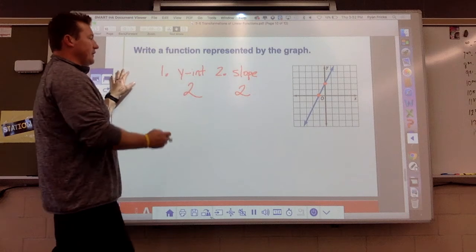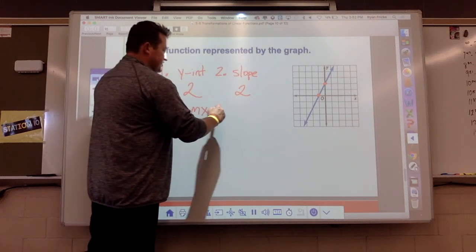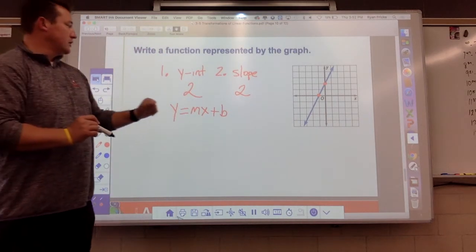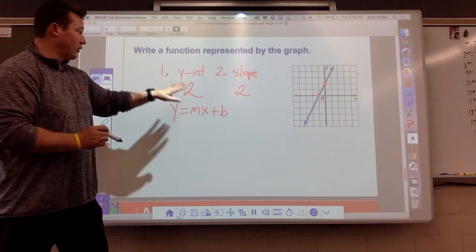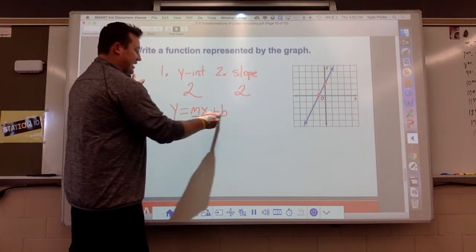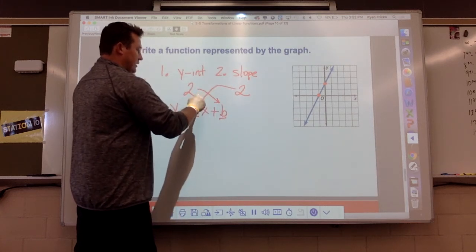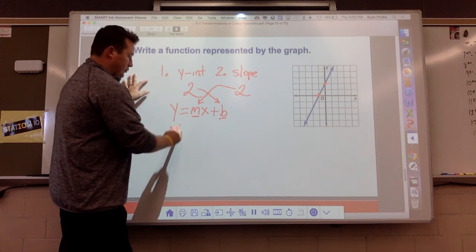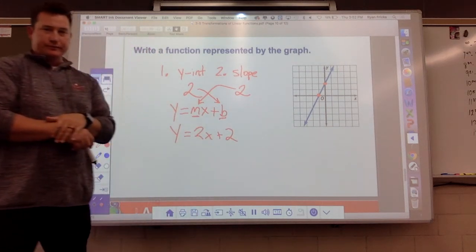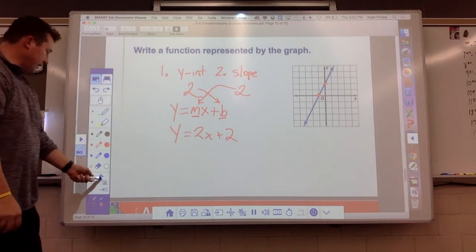So if we want to write a function, it did not say what form we had to use. Standard form, slope-intercept form. I choose slope-intercept form. The y-intercept is 2, the slope is 2. I'm replacing M and B, right? Here's my B, here is my M. So put it all together, guys. It looks like this, 2x plus 2. Okay? I think that's all we got to do there.